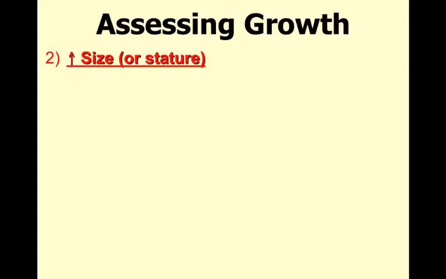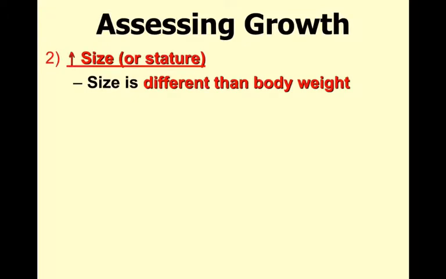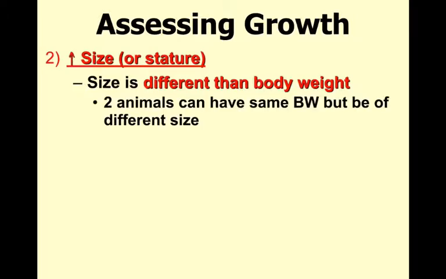Next, we can look at an increase in size or stature, or the frame of the animal. This is kind of getting at the skeletal side of it a little bit. Size is very different from body weight. Body weight is just referring to mass, but the animal skeleton can elongate in both directions, both length and height, and changes over time. We can have two different animals that are the same body weight, but they're very different frame sizes.